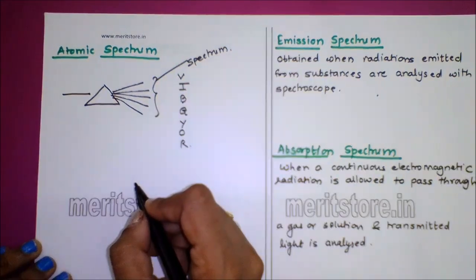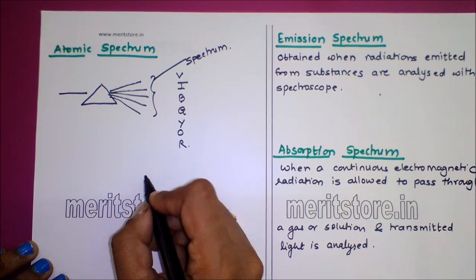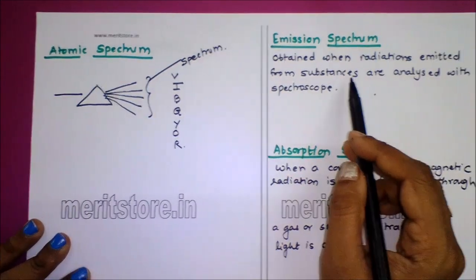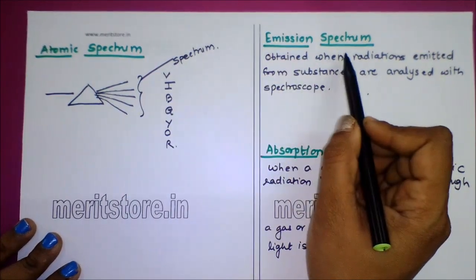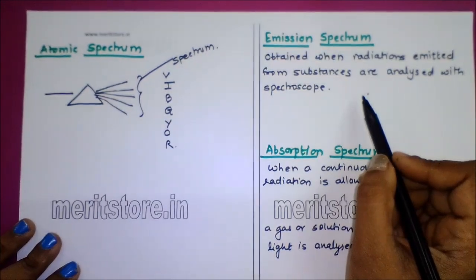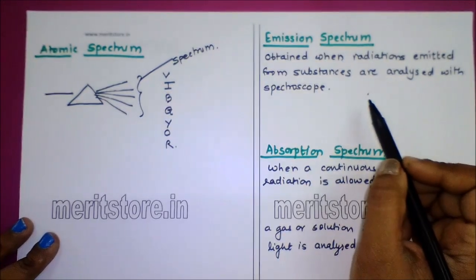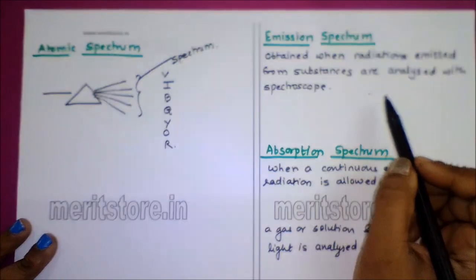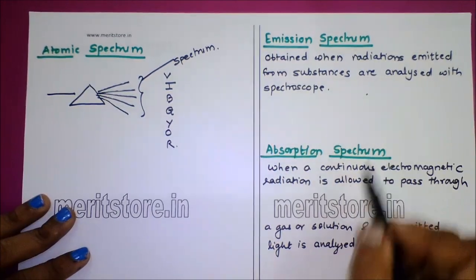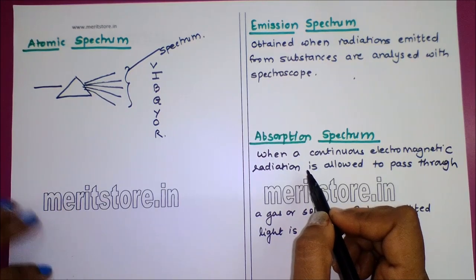Now this spectrum can be obtained for two reasons, either radiation emitted or radiation absorbed, and on that basis the atomic spectrum can be classified into two types. The first is the emission spectrum, which is obtained when the radiation emitted from a substance is analyzed with the help of a spectroscope. This spectrum consists of lines which are generally light color bands, and to observe these we need a dark background.